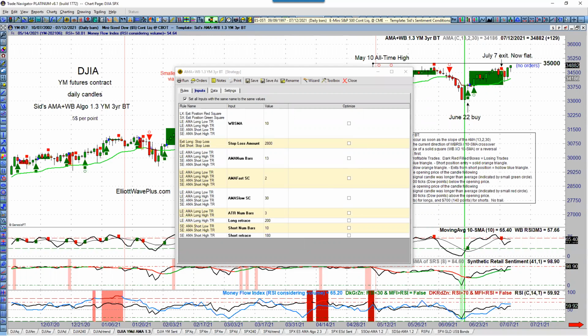So if it's at 90, if that's the number, then 90% of retail traders are bullish right now. And we'll go over that algo that takes that into consideration in just a minute.